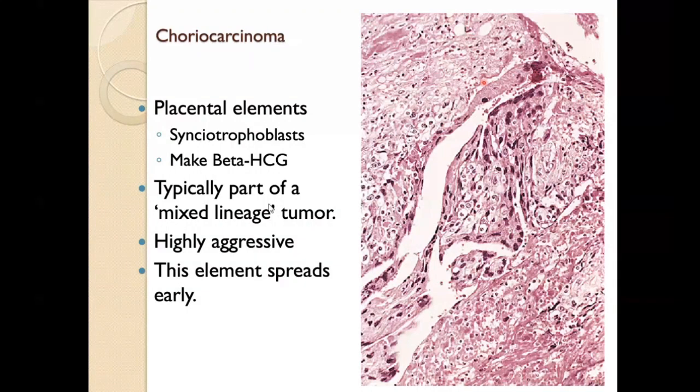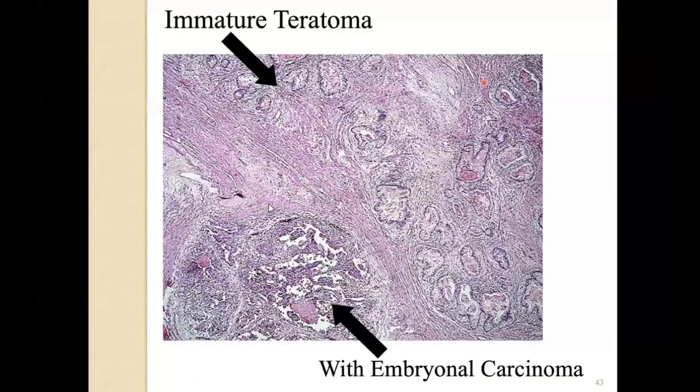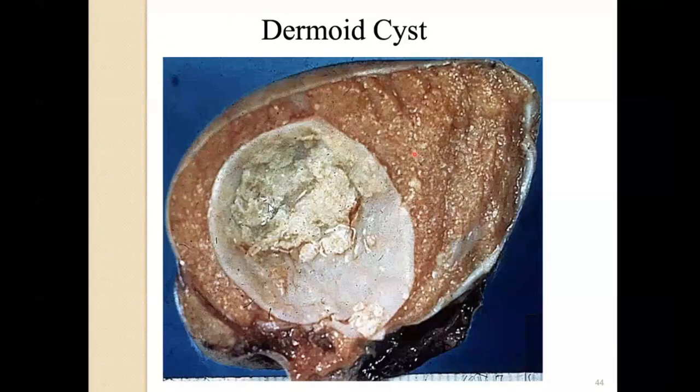Immature teratoma. What they are showing here is that you have a teratoma on one part, and in the other part you have embryonal carcinoma. As we said, these tumors will be seen concomitantly in one region, and this is 60% of the cases of testicular tumors. So the dermoid cyst will be a very differentiated or mature teratoma.